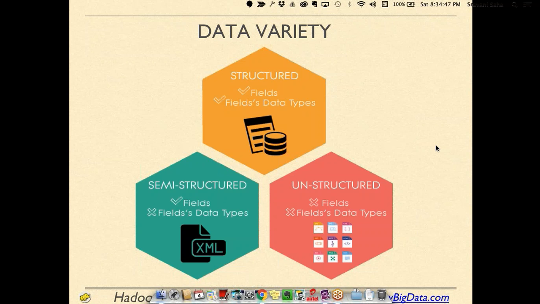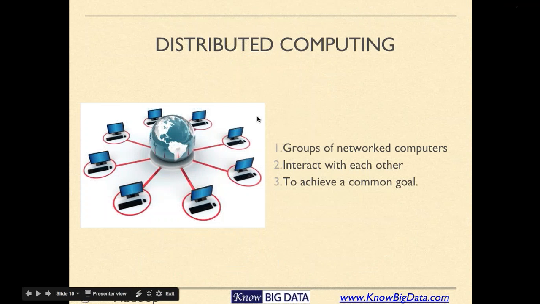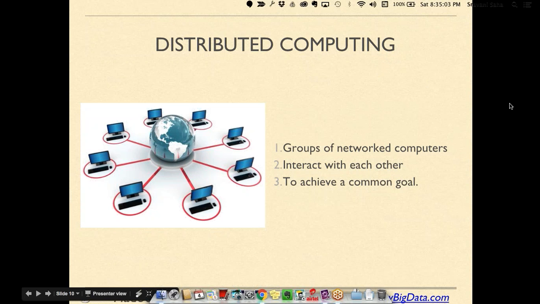Baswan's question is, sorry if I'm asking too basic a question, but what do you mean by distributed architecture? I'm going to explain that now. When I say distributed, it means a group, a network of computers, and these networked computers interact with each other to achieve a common goal. This is distributed computing. Distributed computing means that there are many computers networked, and you are utilizing all these computers to solve a singular problem.